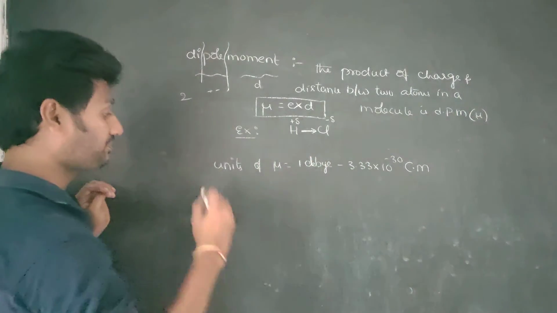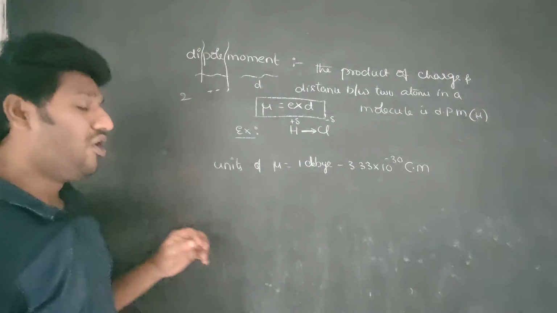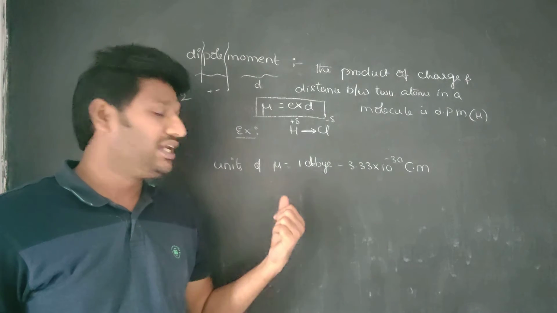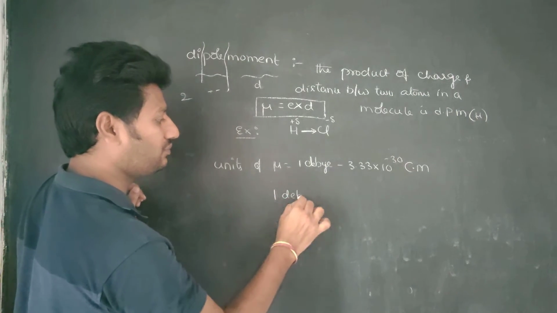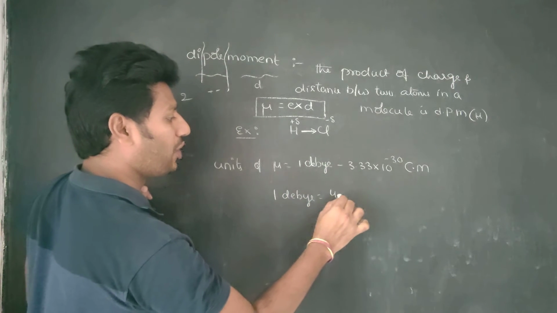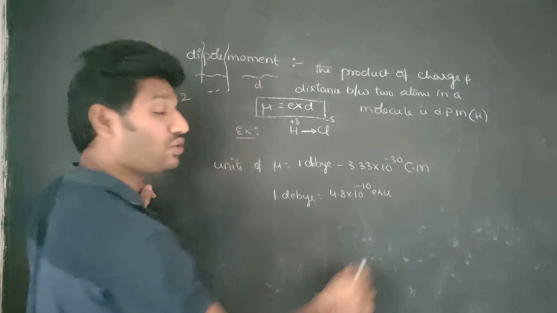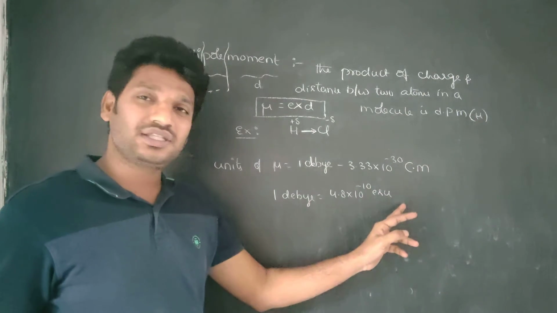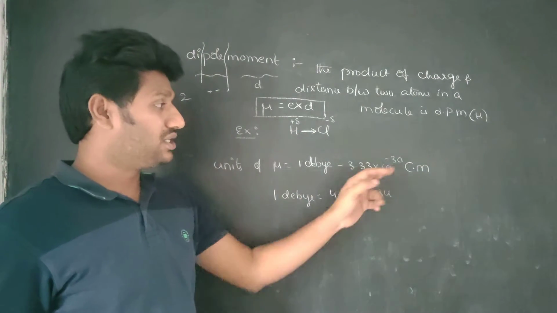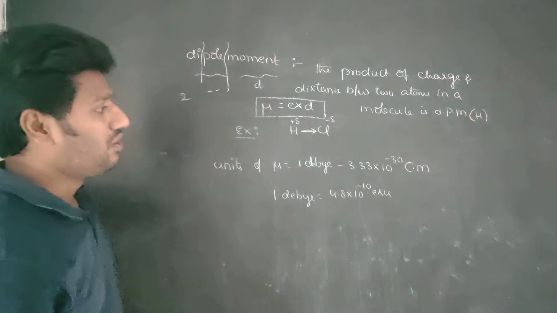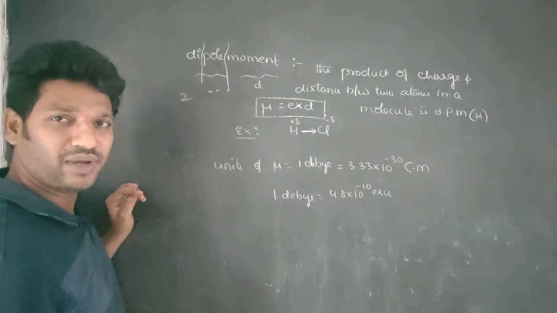Did you understand? Next, applications. There is another unit also. 1 Debye is equal to 4.8 into 10 to the power minus 10 ESU, that is, electrostatic units. This is the CGS unit and the other is the SI unit. So 1 Debye is equal to 3.33 into 10 to the power of minus 30 coulomb meters.